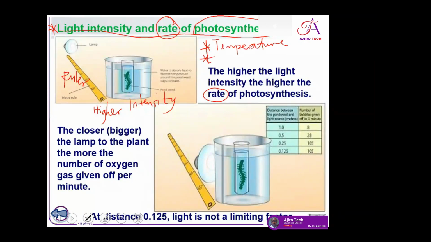Carbon dioxide concentration: the more carbon dioxide available, the higher the chances of photosynthesis occurring. And of course, the wider the surface area, the more light the plants can get, the more light the chlorophyll in the leaf can absorb, and the higher the rate of photosynthesis. Now, the question is, how does temperature really get to affect the rate of photosynthesis? What does temperature actually have an effect on?